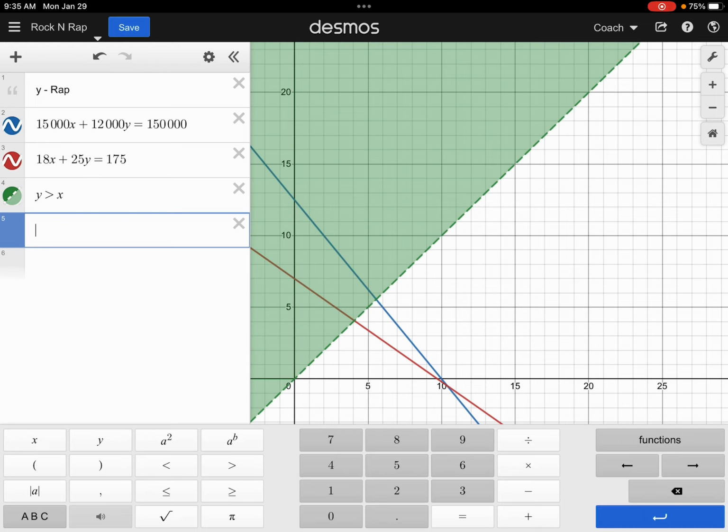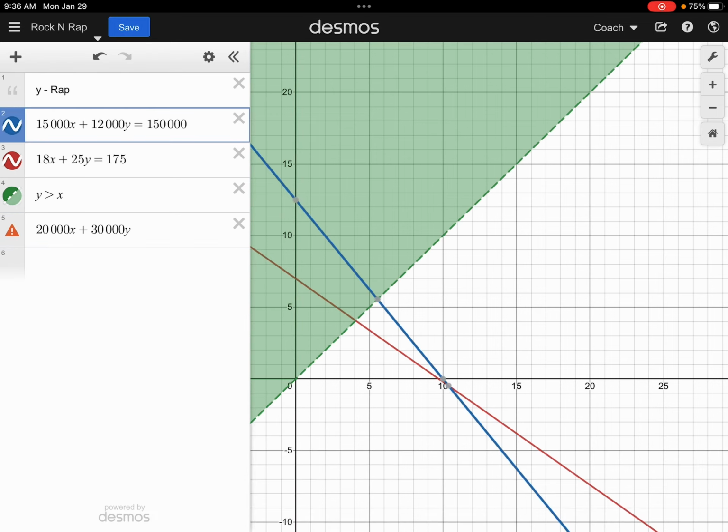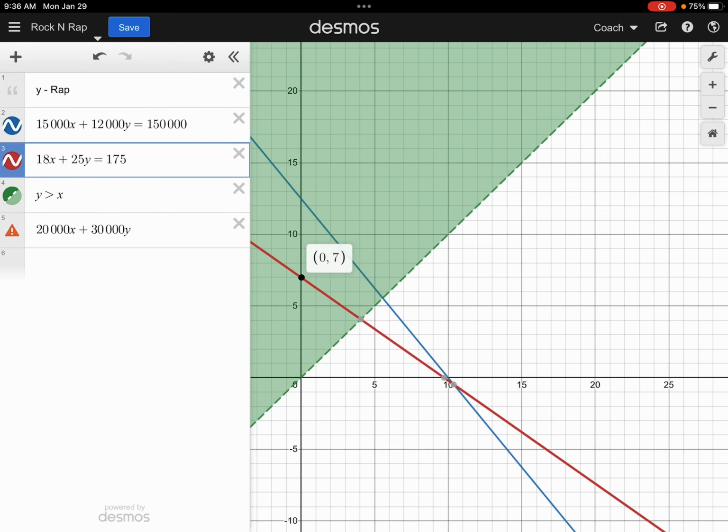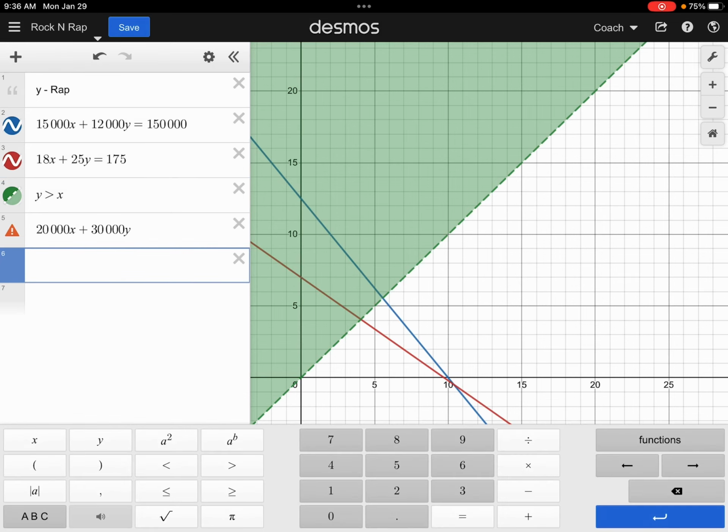Okay, then we had profit, right? We had 20,000 for every X plus 30,000 for every Y, okay, for our company. And we were trying to figure out what was the highest point. So what we do when we're figuring out the highest profit point is we take our points in the region, okay? The first one I tried was 0, 7. So we're going to plug those points in for X and for Y.